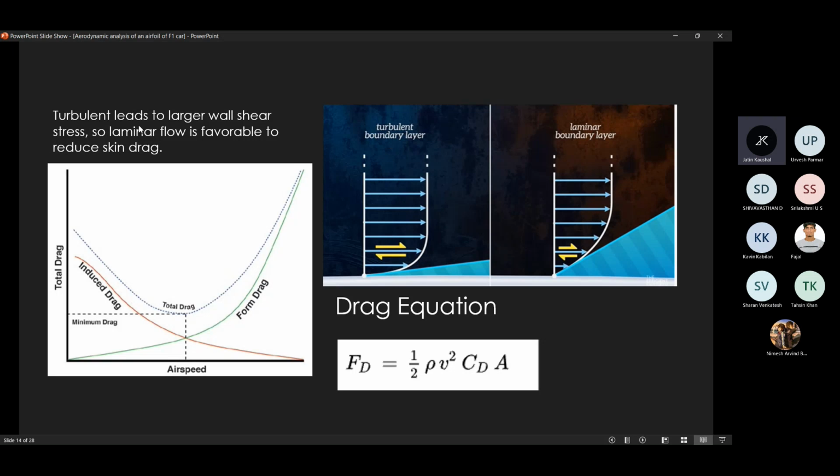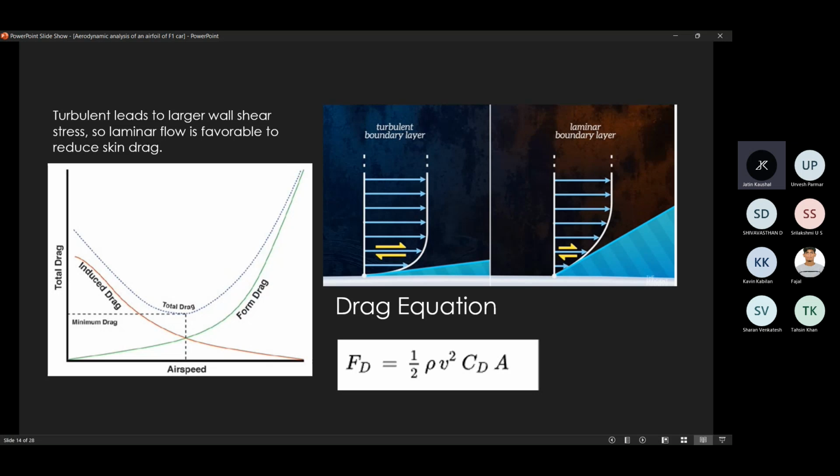So in turbulent flow, there are larger wall shear stresses. So laminar flow is favorable to reduce skin drag. If we want to reduce skin drag, or the drag which is caused by the friction forces, we want laminar flow. But if we want to reduce the pressure drag, we want turbulent flow to delay the detachment of the boundary layer from the object. So that's what is depicted in this diagram.